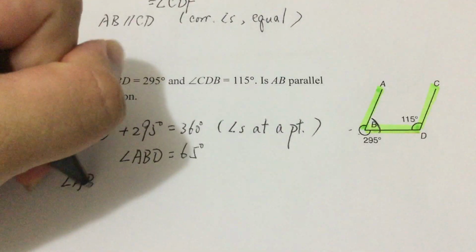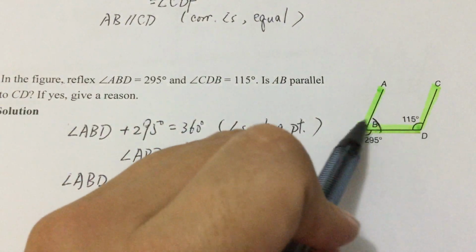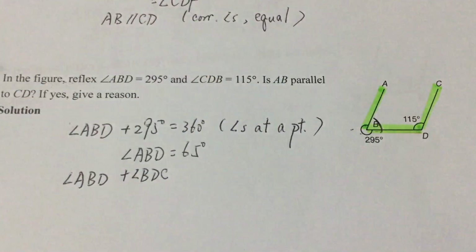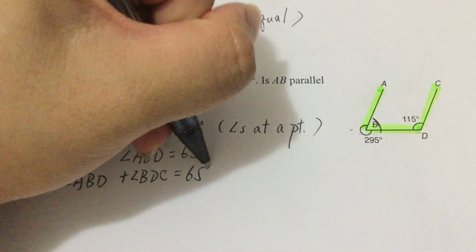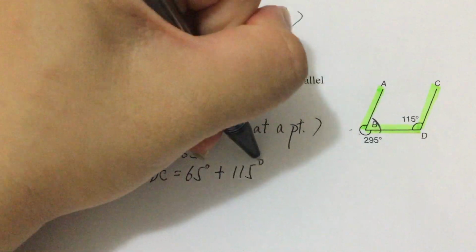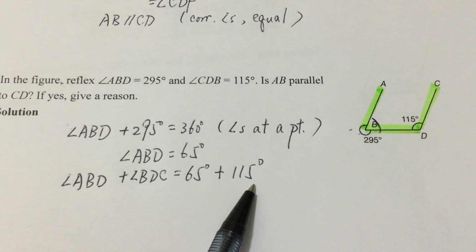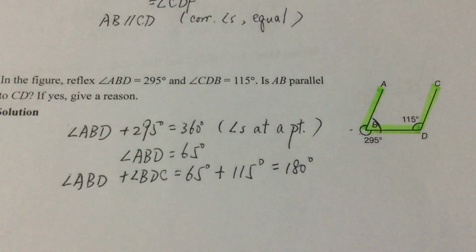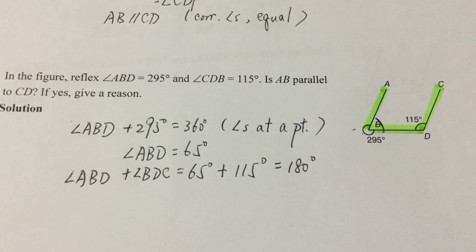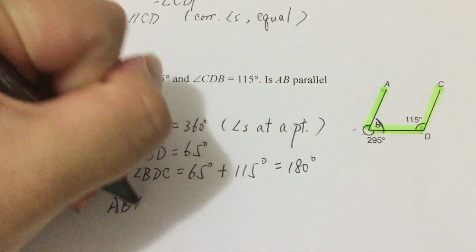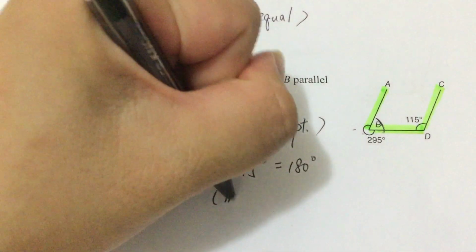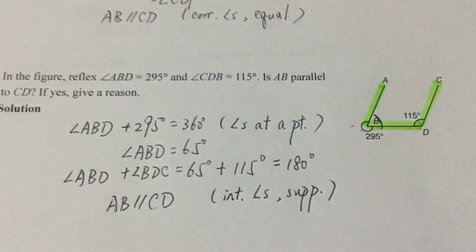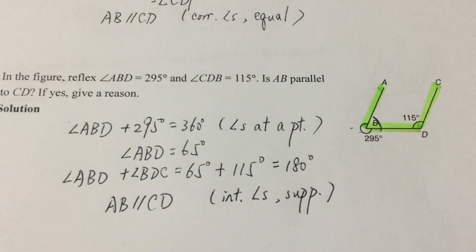So let's add together angle ABD and angle BDC. Let's check if it is 180 degrees or not. We have 65 degrees plus 115 degrees. Okay, 5 and 5, you have 120 and 60. So this one, luckily, is 180 again, so we can say this one must be parallel. So we write down AB is parallel to CD. The reason is interior angles supplementary. Okay, so we can solve the problem immediately.